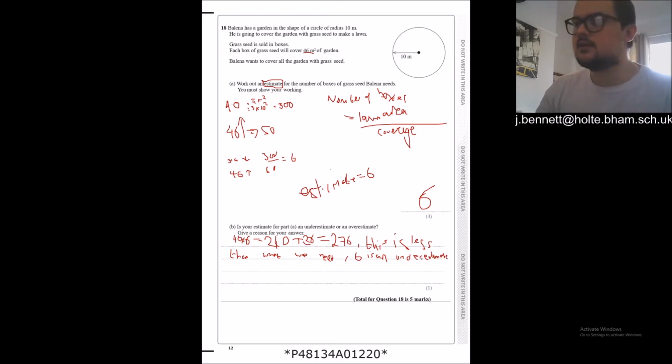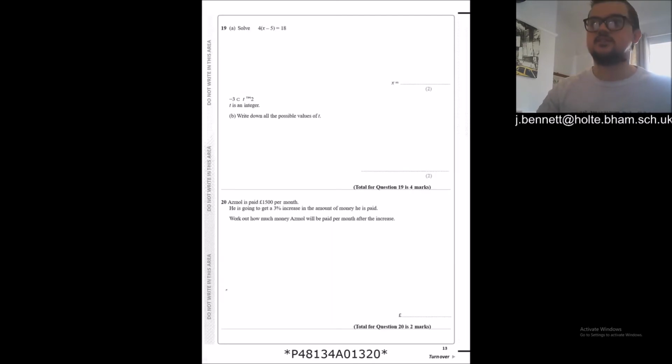Not very clearly written, but you get the gist. Basically, our estimate says it is 6. However, we need more than 6. So we have underestimated the number of boxes we need. That's basically just the gist of it.